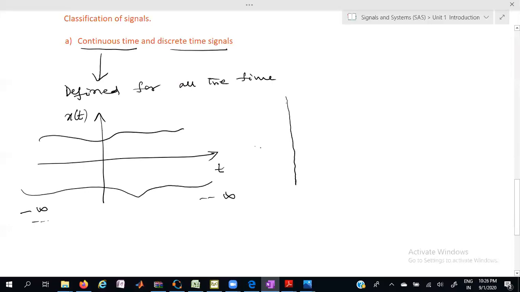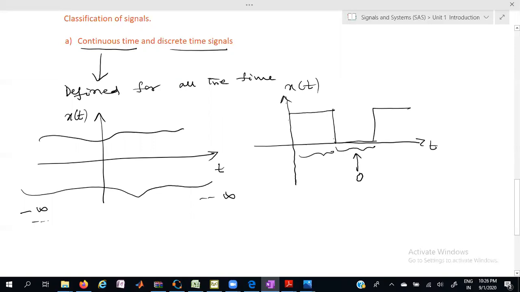In fact, even this signal is also a continuous time signal. This looks like a square wave signal. It is a continuous time signal because the signal is defined at all the time. The value of the signal at this point is defined to be equal to 0, and at this point it will be some value, say a. Which means for all the values of time the signal is defined. So such signals are called continuous time signals.